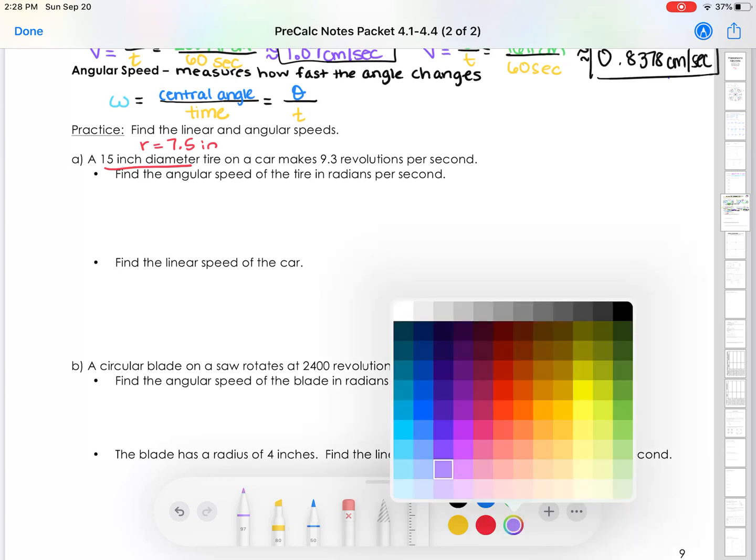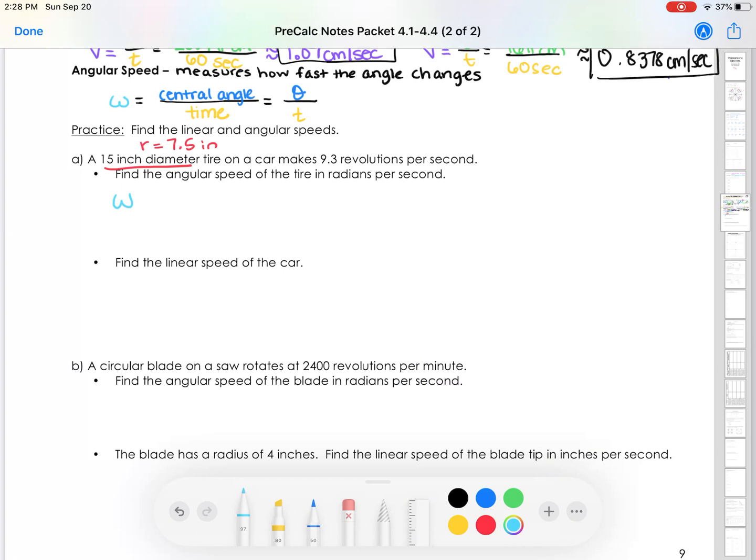In order to find the angular speed, omega is equal to the angle divided by time. So we need to find the angle, and then we need to find time. In order to find the angle, we're going to figure out how many revolutions we're moving, and then multiply that by 2 pi. Every revolution is 1 time around the circle. So 1 revolution equals 1 full circle. That's why we're multiplying by 2 pi, because that's how many radians are in 1 full circle. So that's going to be 9.3 revolutions times 2 pi, which gives us 18.6 pi radians.